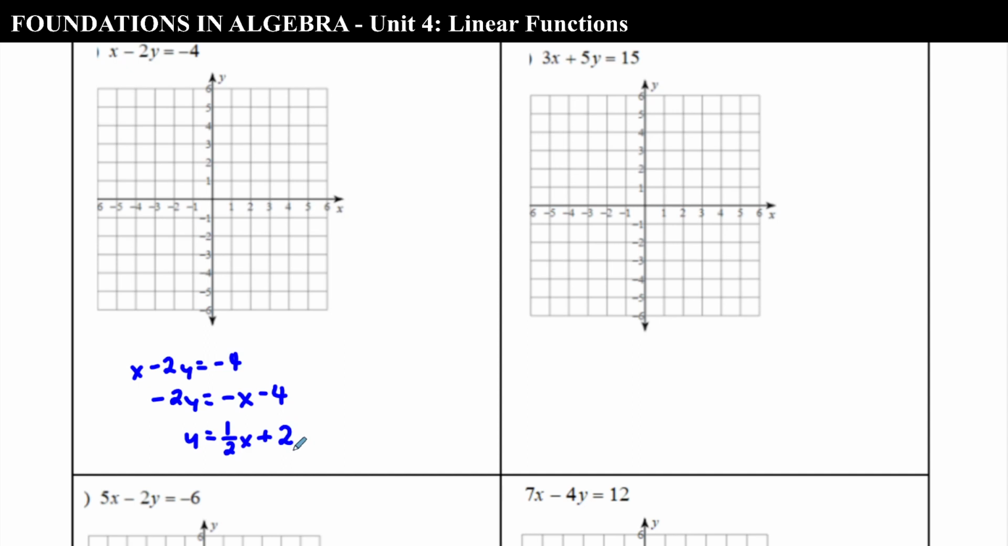So now we are going to plot our y-intercept, which is 2. And we're going to do our slope. Rise of 1, run of 2. Rise of 1, run of 2. Rise of 1, run of 2. We can go the other way with it as well. And that will give us a nice line that goes through like this.